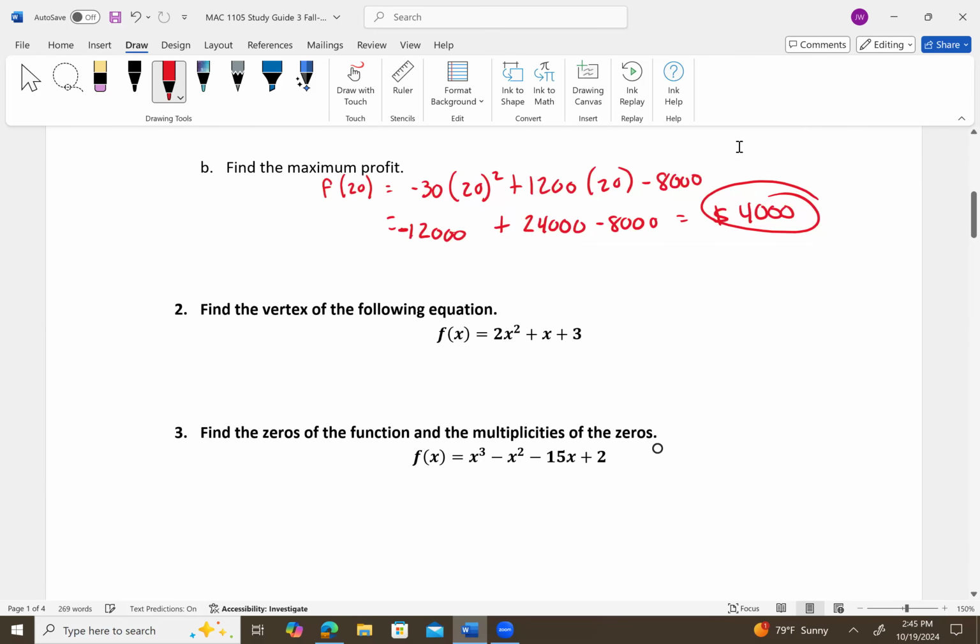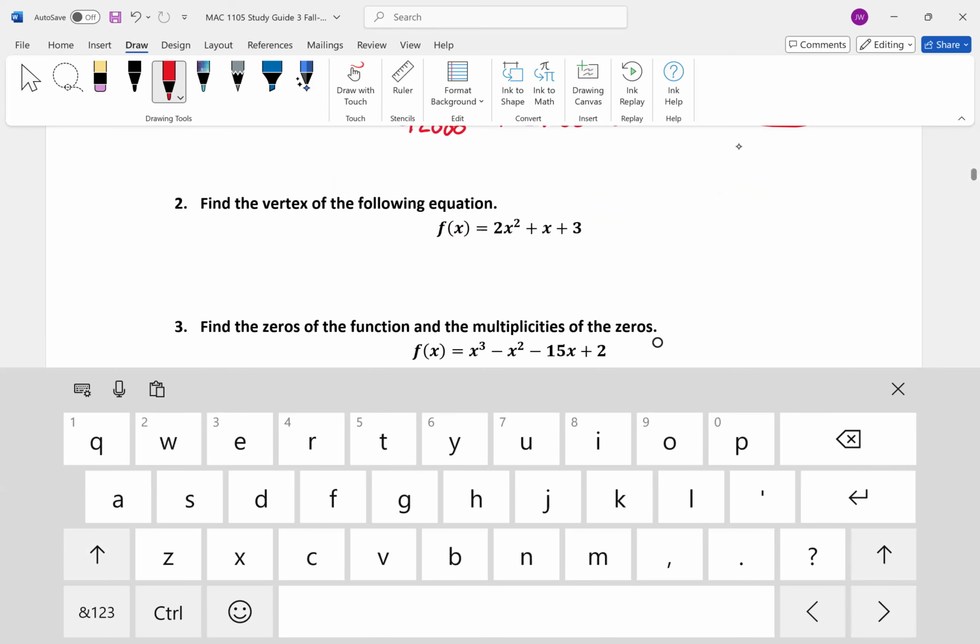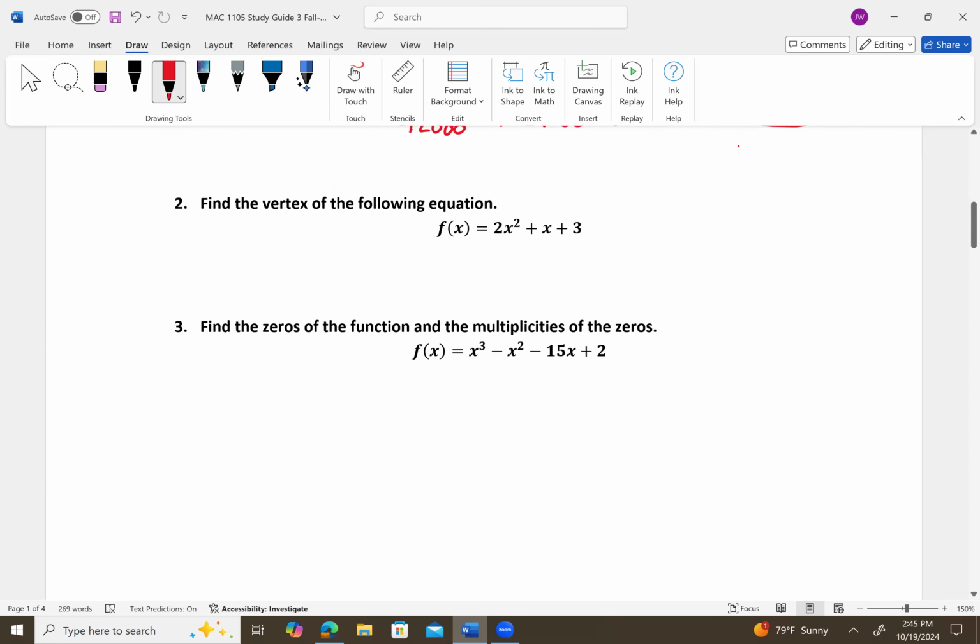Okay, next. Find the vertex of the following equation. Same problem. Negative b over 2a gives us x. So b in this case is 1/2 and a is 2. So negative 1/2 over 2 times 2, which is -1/4. To find the y-coordinate, we simply plug in -1/4. I get 2 times (-1/4)² plus (-1/4) plus 3.